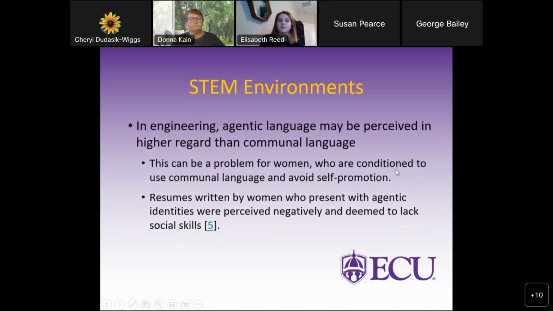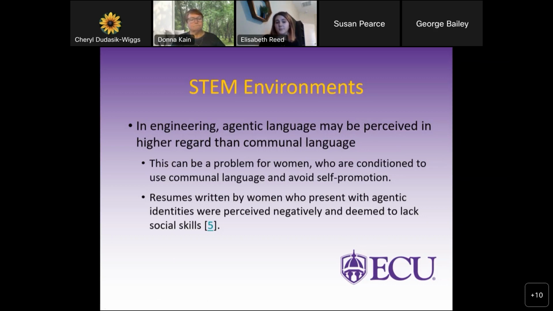Now, in STEM specifically, STEM tends to value more agentic and competitive and individualistic language. So this might be a problem for women because we're conditioned to be more communal, and we avoid self-promotion. It's actually been found that women tend to adjust their communication style in STEM. They might be more modest in how they communicate their experiences and achievements, or they might actually do the opposite and overcompensate and overhype themselves, so they feel like they fit in more and they belong more.